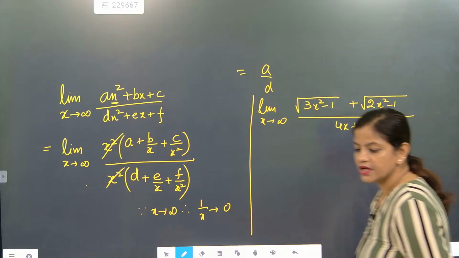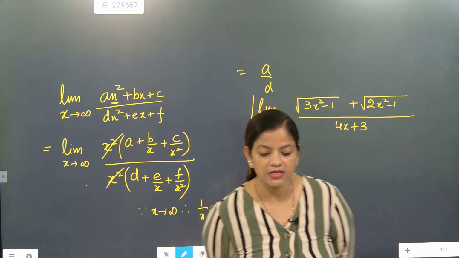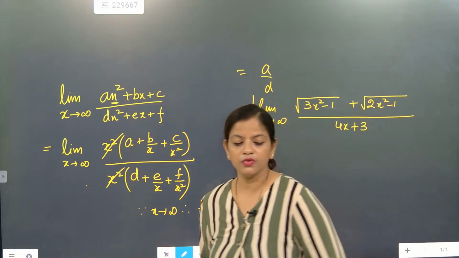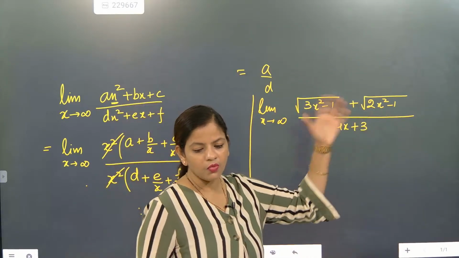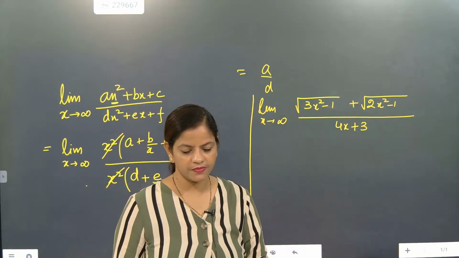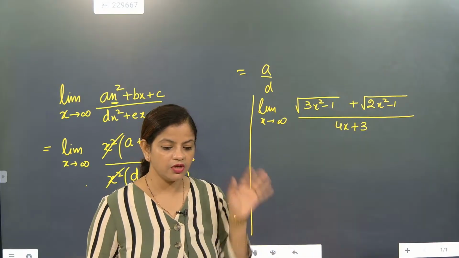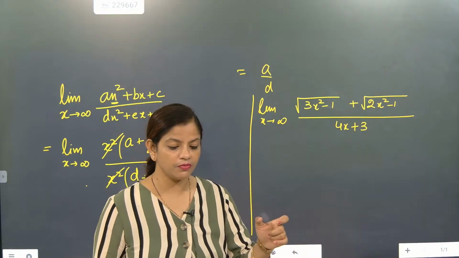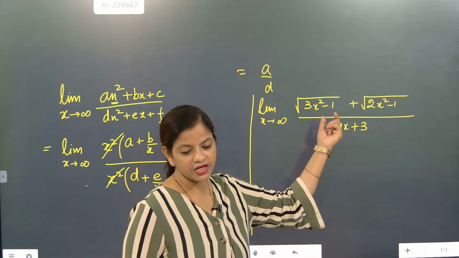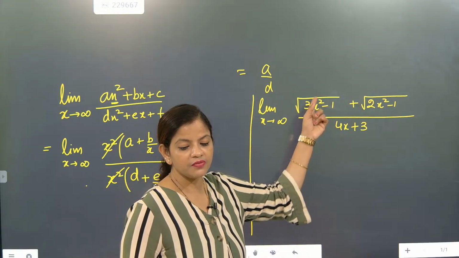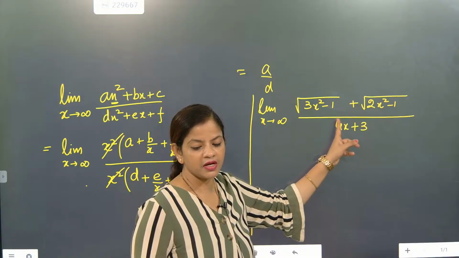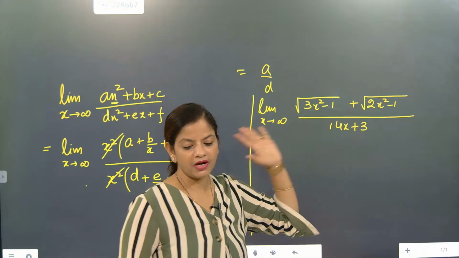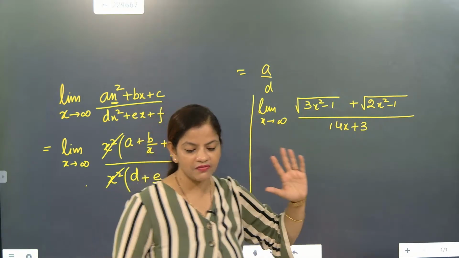So what else can we do here? Think about what we can do to solve this question. See, what we are searching for is the limit as x tends to infinity. Whenever x tends to infinity and you substitute infinity, this total part will become infinity, this total part will become infinity, so infinity by infinity will come.